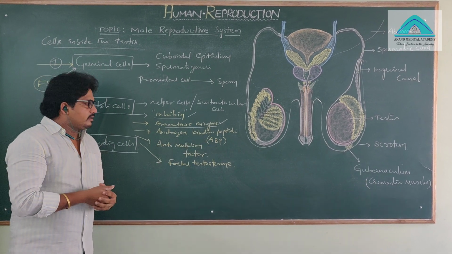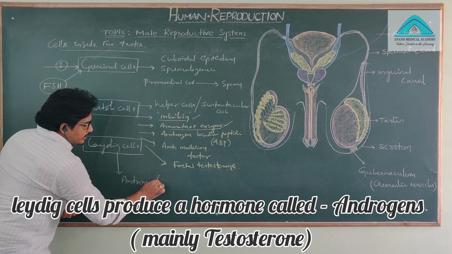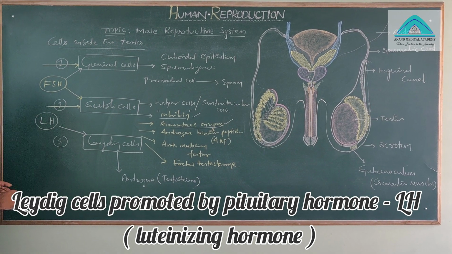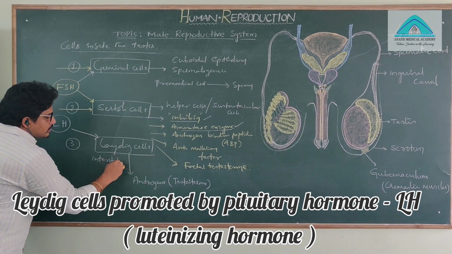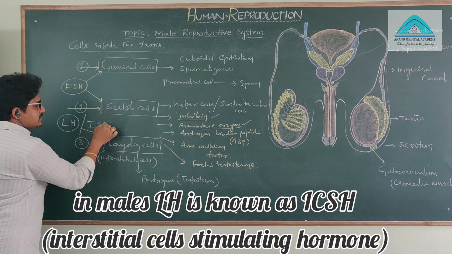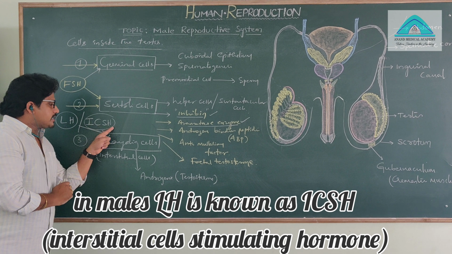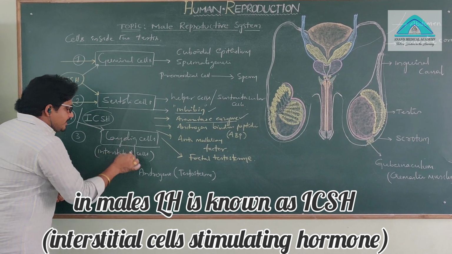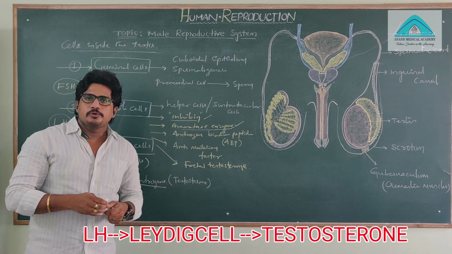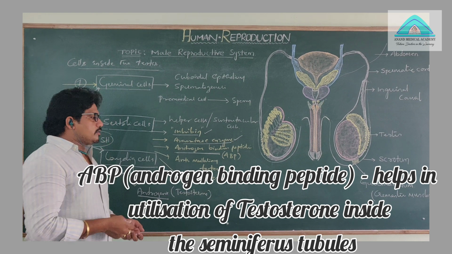Next, androgen binding peptide. What does androgen binding peptide mean? Here I would like to tell you about the Leydig cells. Leydig cells produce androgens, mainly testosterone. Leydig cells can be promoted by luteinizing hormone. Leydig cells are also called interstitial cells, so interstitial cells can be stimulated by LH. That's why in males LH is also called interstitial cell stimulating hormone. When LH acts on Leydig cells, they release androgen. That means androgen is released outside the seminiferous tubule, but spermatogenesis takes place inside the seminiferous tubules. So androgen is required inside the seminiferous tubule, and that is helped by androgen binding peptide, also called androgen binding factor.